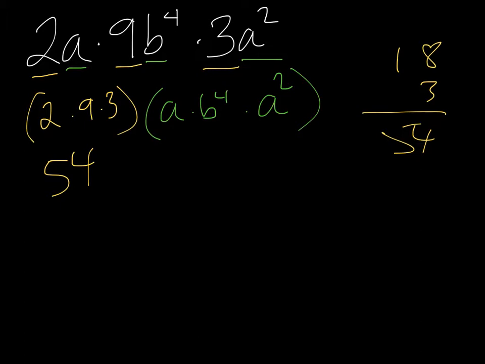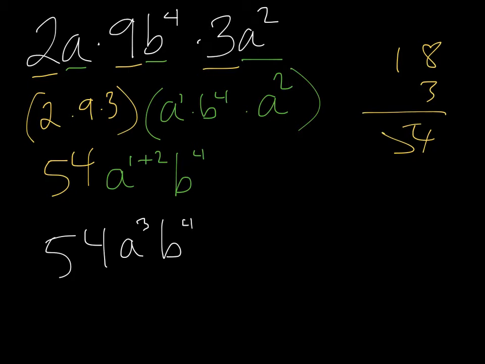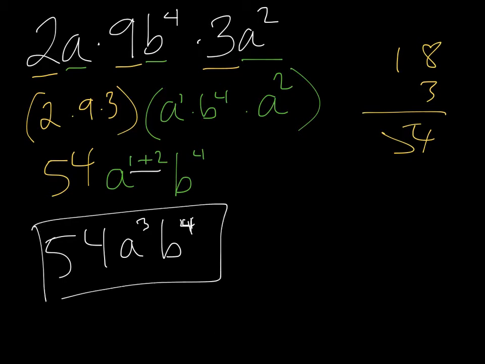and a times b to the 4th, those can't be combined, right? Because a and b are not the same base. And also, when there's no power or an exponent written, it's an implied 1. Okay, that's a given. So we have a to the 1st and a times a squared. So that's a to the 1 plus 2 and b to the 4th. B just stays as it is, right? So altogether, we have 54 a cubed b to the 4th, right? 1 plus 2 gives us 3. B to the 4th. And there's our answer.